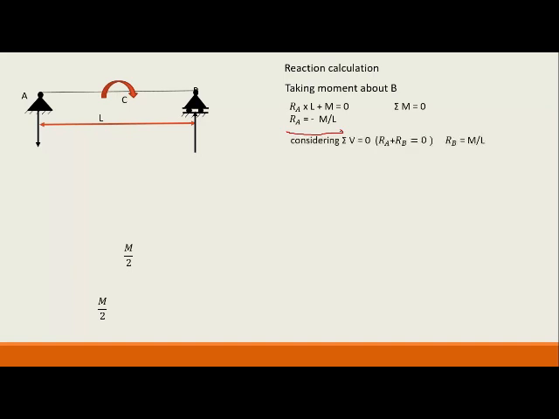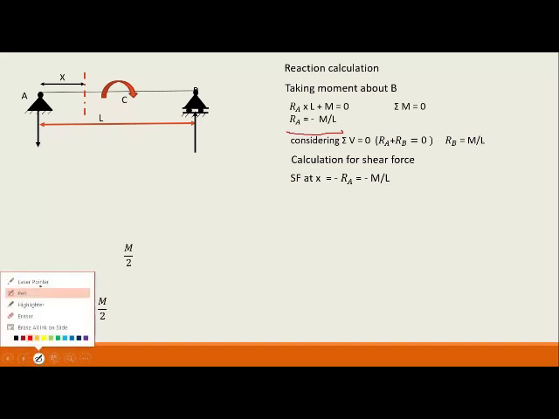Now let us go for calculation of shear force. So the calculation of reaction at B will give the value of plus M by L. Then calculation of shear force at a distance of x, considering a section there. It will be minus Ra, because at the left of the cross section there is a downward force. You can see here, it's a downward force, so we will put a negative sign.